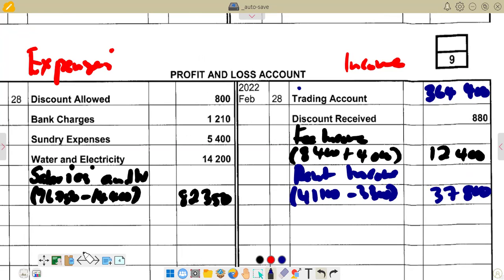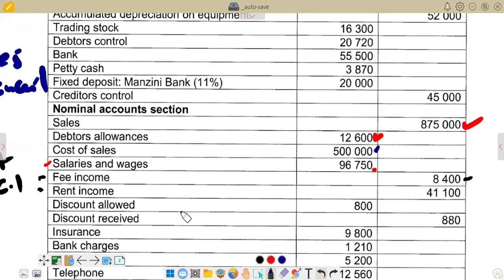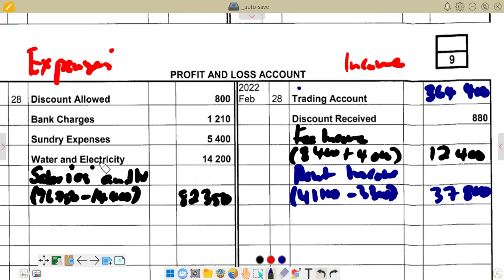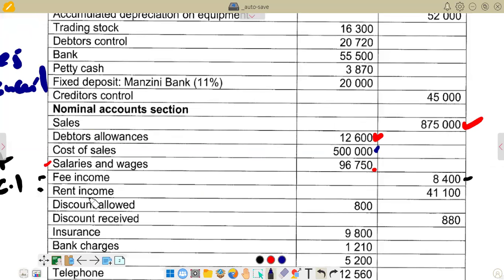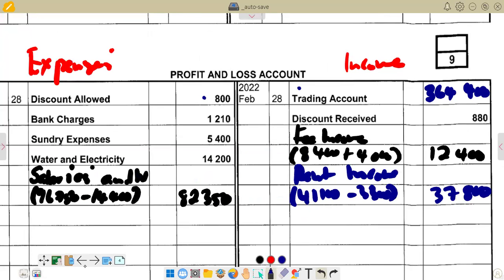So we go again to the list of balances and check out the next item. We have discount allowed, which is 800. Let's check if it's pre-entered there. Discount allowed 800 is already pre-entered, so we can skip it. We go again to check the next one. We have discount received 880. We check again if it's pre-entered. Discount received 880 is pre-entered. We leave it.